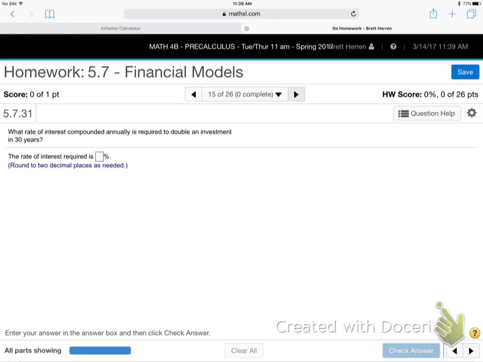All right, what rate of interest compounded annually is required to double an investment in 30 years? Compounded, okay. So first off, which of the two formulas? Is this the PERT formula or the first formula? First. Yeah, because it just says compounded annually. It's not continuous, huh? I only use the PERT formula for continuous compounding. So it's just the first formula.